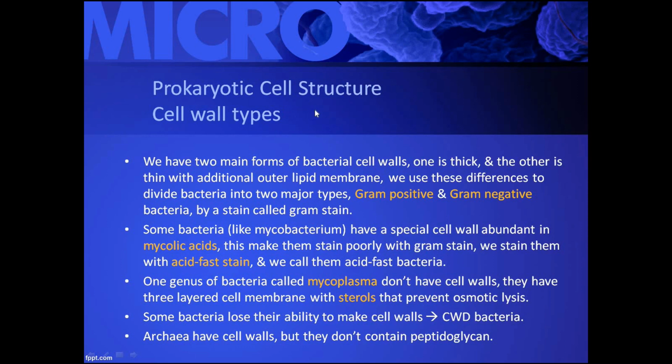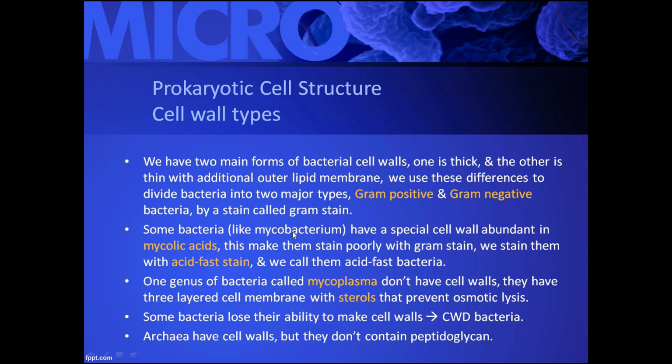Now, as you might know, we have two main forms of bacterial cell walls. One that is thick, and the other form of cell wall is thin with an additional outer lipid membrane. We use these differences to divide bacteria into two major types: gram-positive, with the thick peptidoglycan wall, and gram-negative, which has a thin peptidoglycan and an additional outer lipid membrane, by a stain called the gram stain.